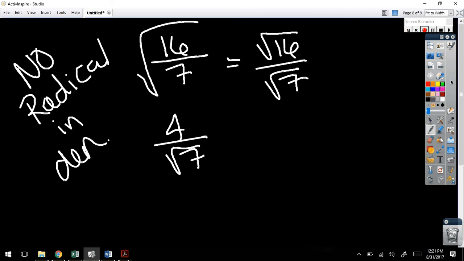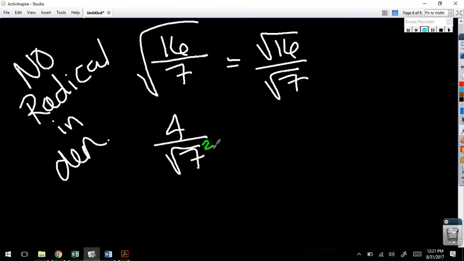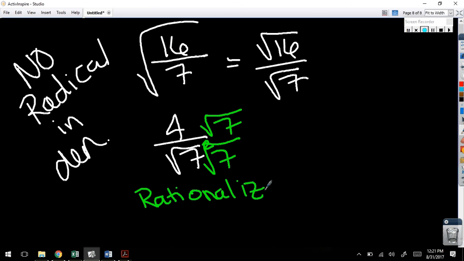Remember what squaring does, it multiplies it by itself. But because this is a fraction, as long as I multiply the top and the bottom by the same thing, it's like multiplying by what? 1. Absolutely. And I can multiply anything by 1 and it keeps the same value, yes? This is what we call rationalizing the denominator.